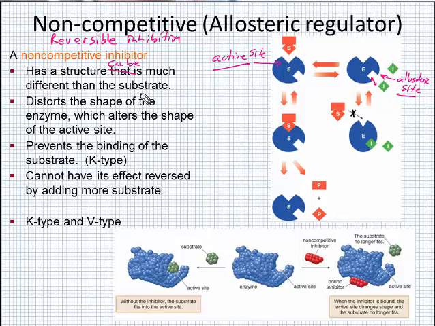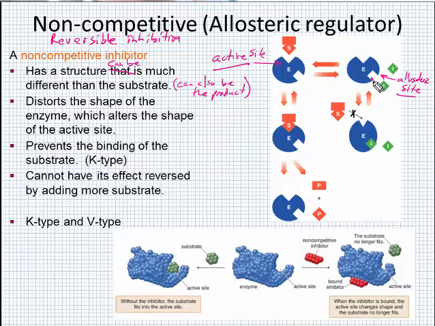And later on, we'll actually see a case where the inhibitor is the product. The product here clearly looks like the substrate. So it has a structure that can be much different, and it can also be the product of the reaction. There's a couple different ways this can happen.